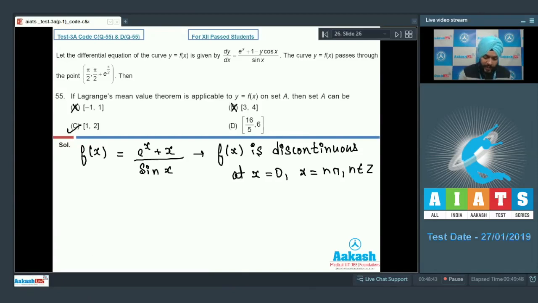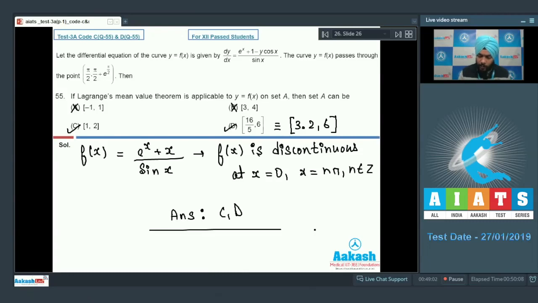1 to 2 is definitely correct. 16/5, this interval is 3.2 to 6. So 3.2 is definitely greater than π, 6 is definitely less than 2π. So definitely it is a safe interval. Final answer of the question is option C and D.